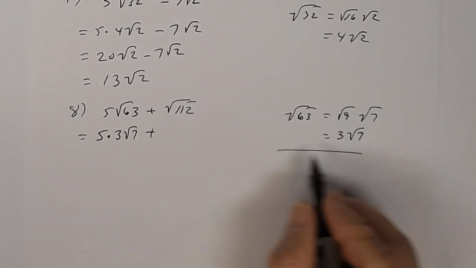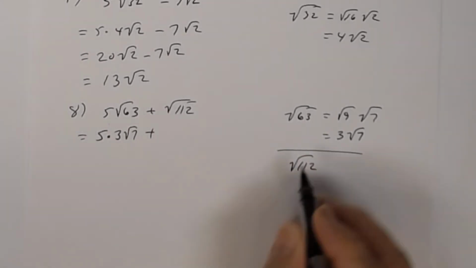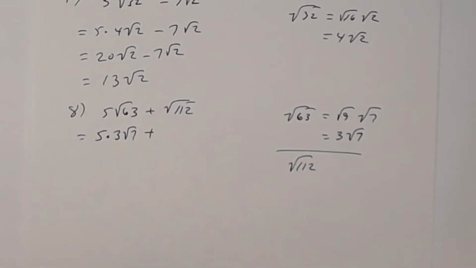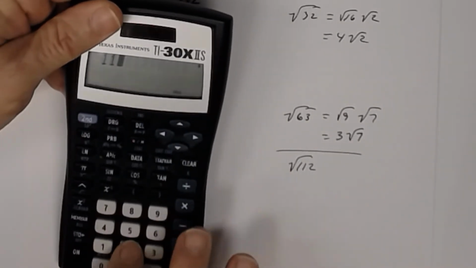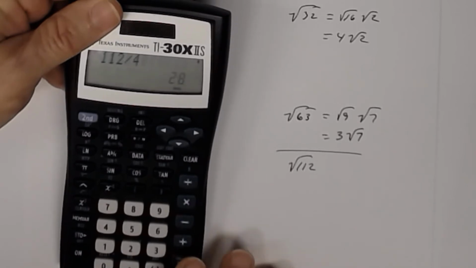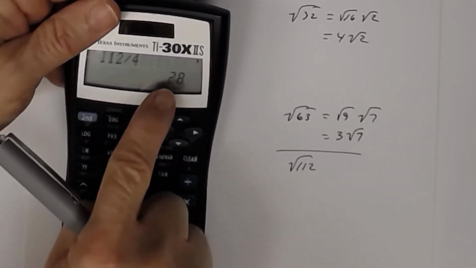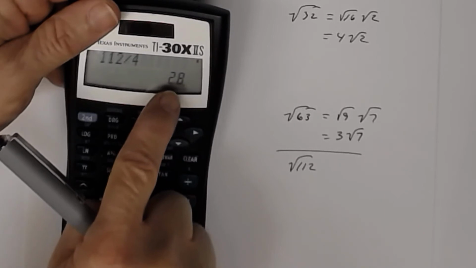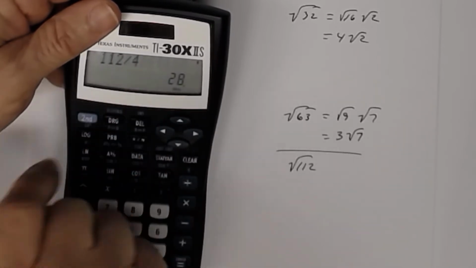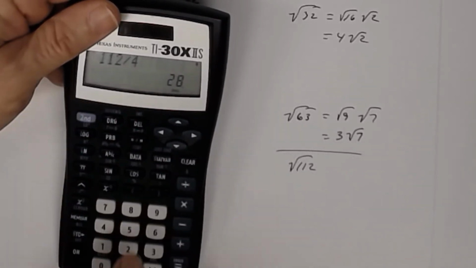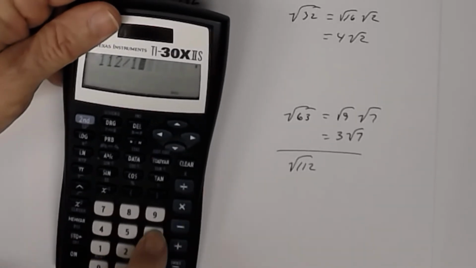Plus, now let's talk about the square root of 112. Let's talk about 4 again. Let's see if 4 goes in 112. So 112 divided by 4 gives us 28. But notice that another perfect square that goes into 28 is 4. So 4 times 4 is 16. So let's divide 112 by 16 now.